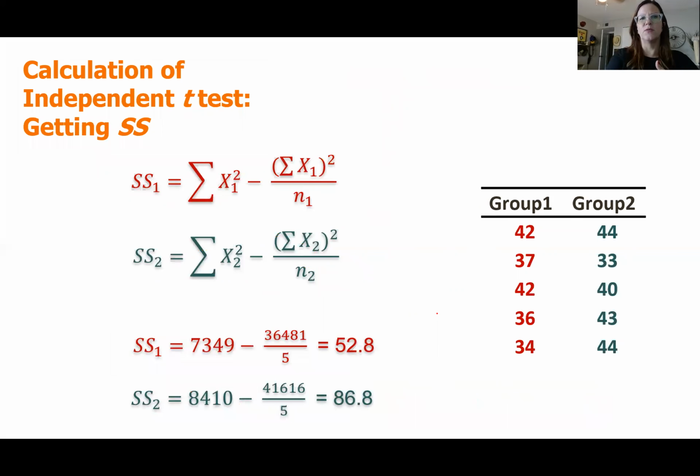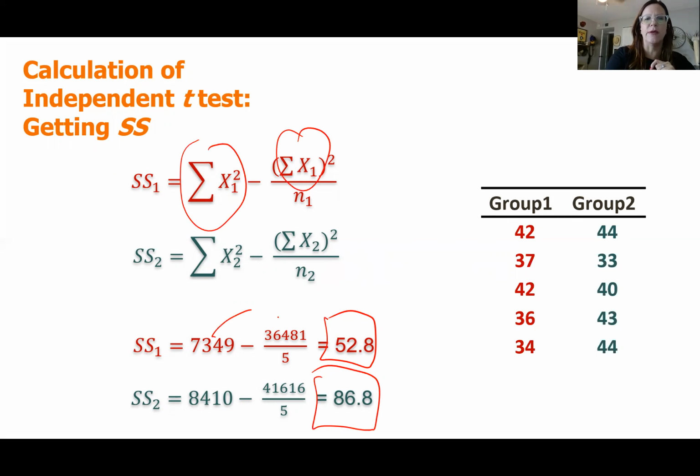So here is what we should be getting. The sums of squares for group 1 is 52.8. The sums of squares for group 2 is 86.8. It's as simple as that. A clue is if you ever get a negative sums of squares, you know you've done something wrong. What you've probably done wrong is mixed up this and this. You basically exchanged these. So if you get a negative, that is more than likely what you've done.